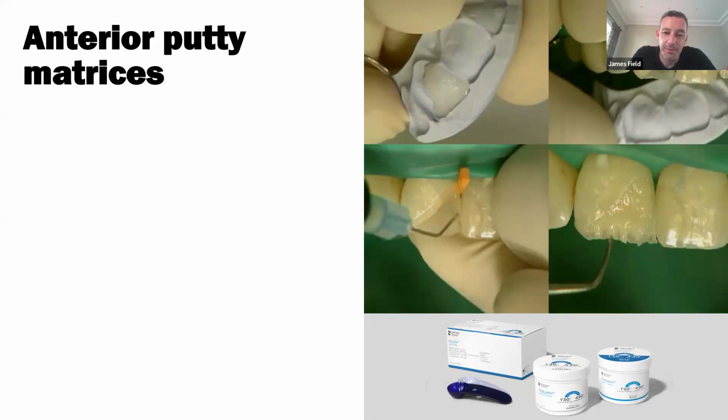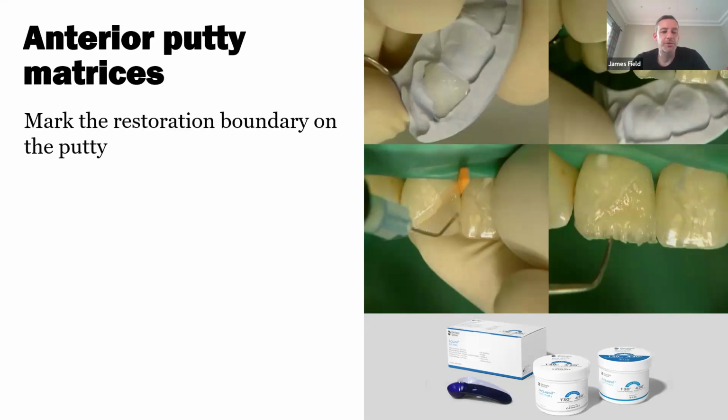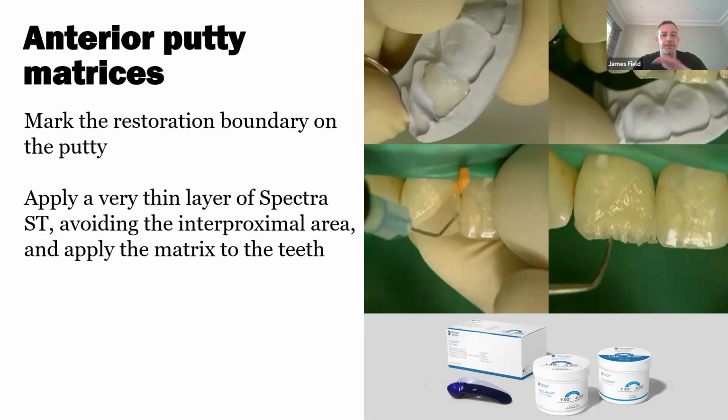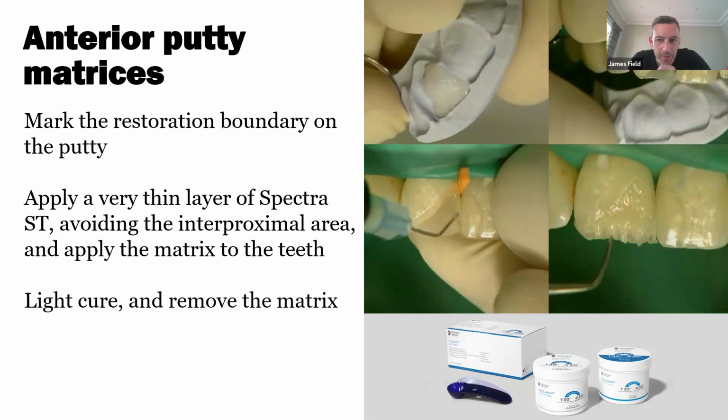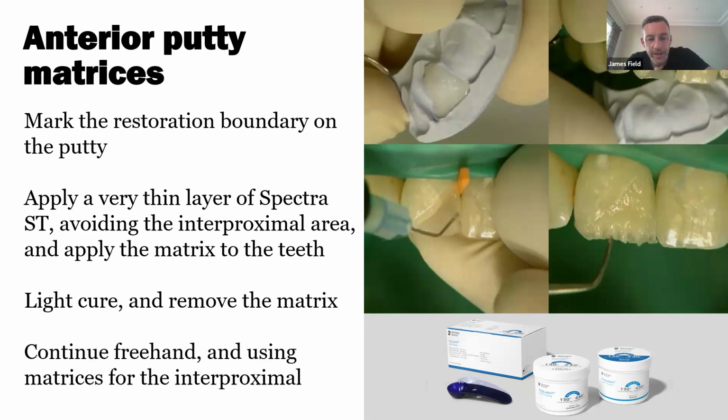And also, you want to make sure that the matrix you are using is held in place very well with a wedge system. And we'll have a look in a moment at some of the different types of matrix that you can use. But make sure you mark the restoration boundary on the putty, apply a very thin layer of Spectra ST, avoiding the interproximal area, and then apply the matrix to the teeth. And when you light cure and remove the matrix, then as you can see in the top right, that palatal shell of the ideal contour from your wax-up will remain in place. What that then means is that you continue freehand and using your matrix to restore interproximally and the smooth surface and the incisal edge.